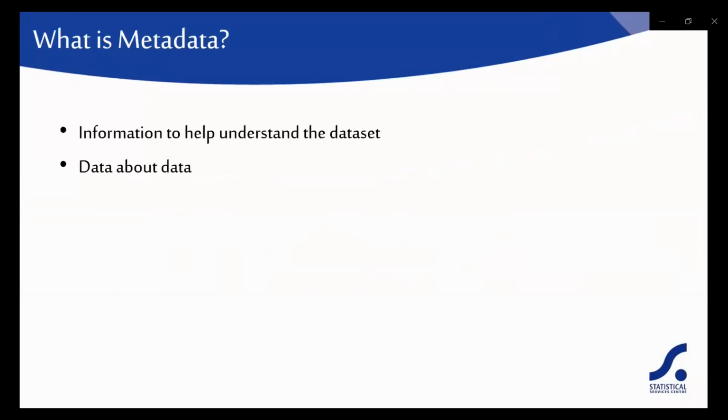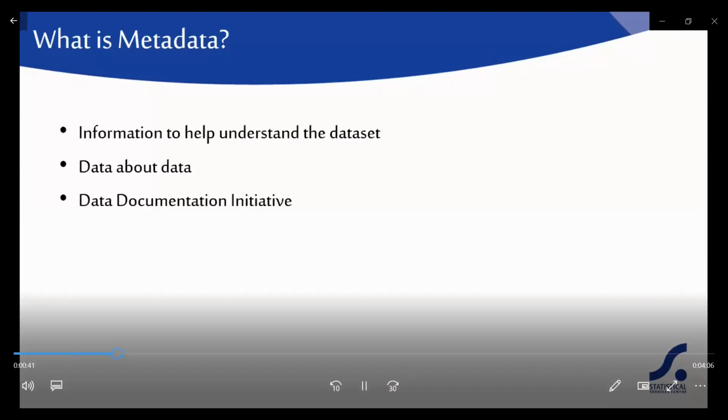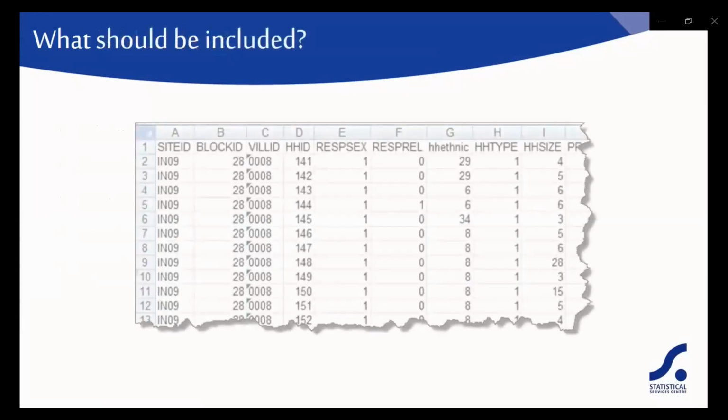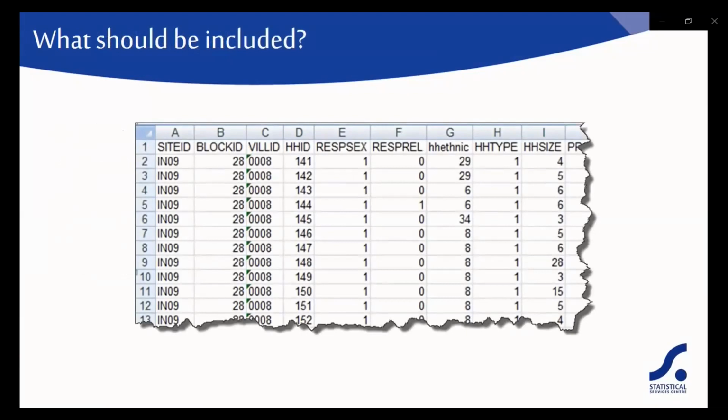Over recent years, there have been attempts to standardize metadata requirements. These include the Data Documentation Initiative and the Dublin Core Metadata Initiative. There are also several metadata editors available. Although useful in themselves, these initiatives are quite technical and to a typical researcher can seem quite daunting and off-putting. We will try a different approach. So what should be included? Well, imagine you were presented with a typical dataset like the one shown here. In order to understand this dataset, there are several questions you would need answering.